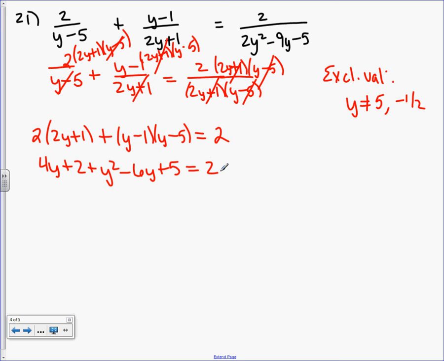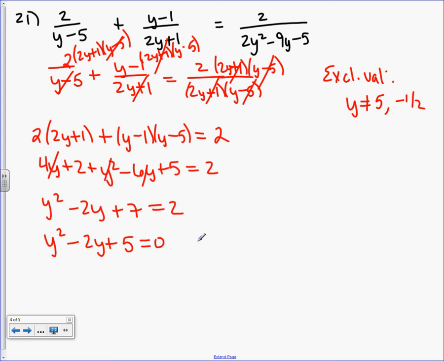All right, what do we do now? Combine like terms, right? So I've got a y squared. I've got a 4y minus a 6y, so negative 2y. A 2 and a 5, so 7, and it's still equal to 2. Again, not the only way to do it. Whenever you have y squared, what do you want it equal to? 0. So I'm going to subtract the 2 over because we want the y squared to be positive. It's easier that way, right? So y squared minus 2y plus 5 equals 0.